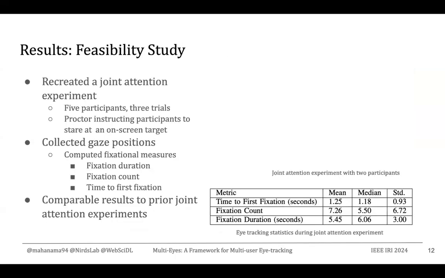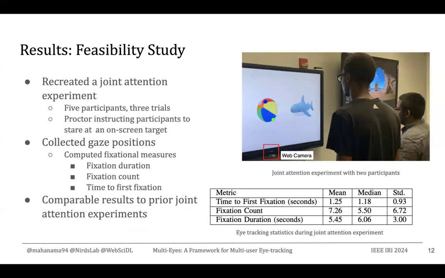In the next study, we recreated a joint attention experiment using our prototype. We recruited 5 participants and conducted 3 trials with the proctor instructing the participants to stare at an on-screen target. During each session, we collected gaze positions and computed fixational gaze measures, including fixation duration, count, and the time to first fixation. During the experiment, we observed results comparable to literature, indicating the feasibility of our prototype.